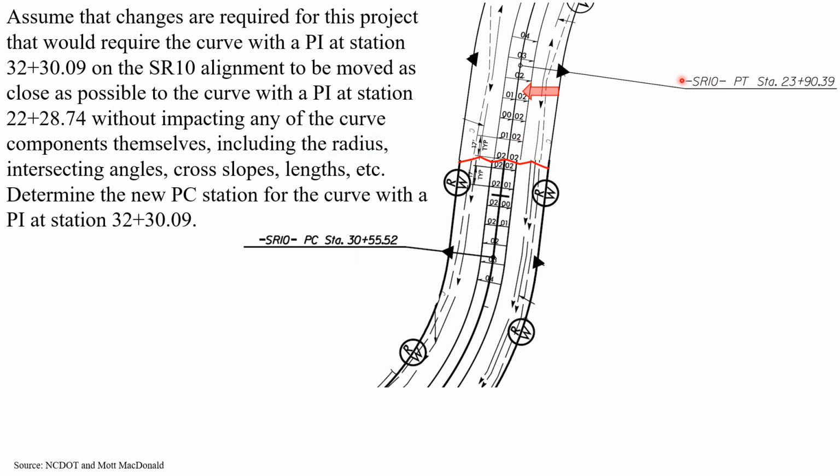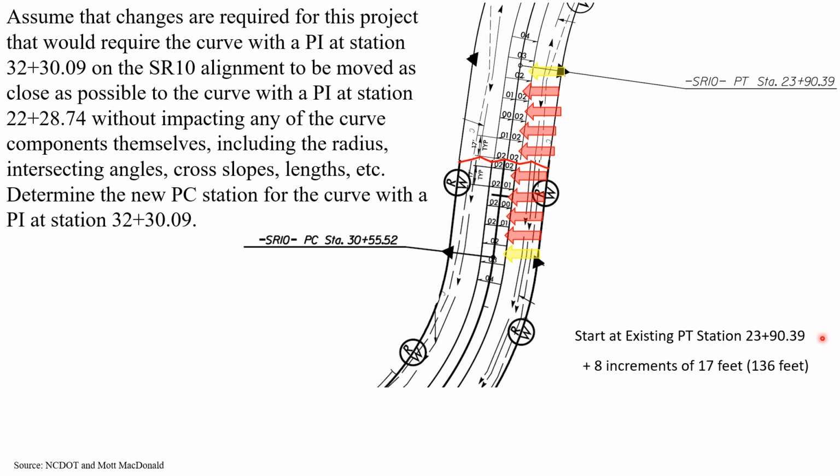So we want to go from, again, our PT station, and these increments are going to be helpful. So we have 8 different increments of change of 1% in cross slope. Each of those were given as 17 feet. And then we have 2 smaller partial increments that are basically 2/3 of that increment from the PT and then to the PC there. So we're going to start at that existing PT station, 23 plus 90.39. Then we're going to add those 8 increments shown with the red arrows here. Each of those is 17 feet for a total length of 136 feet.